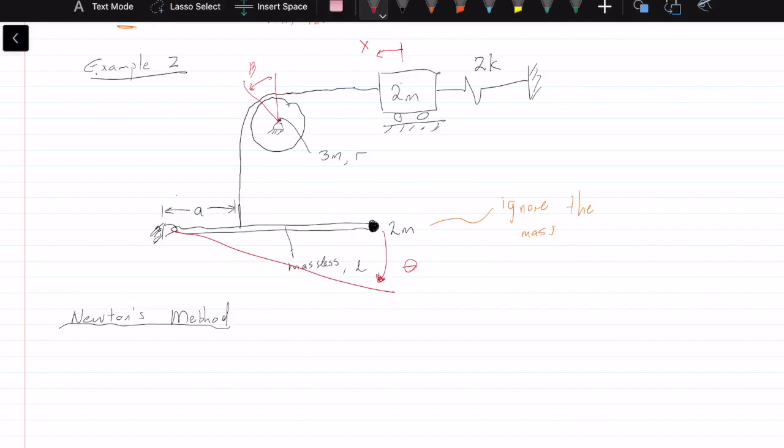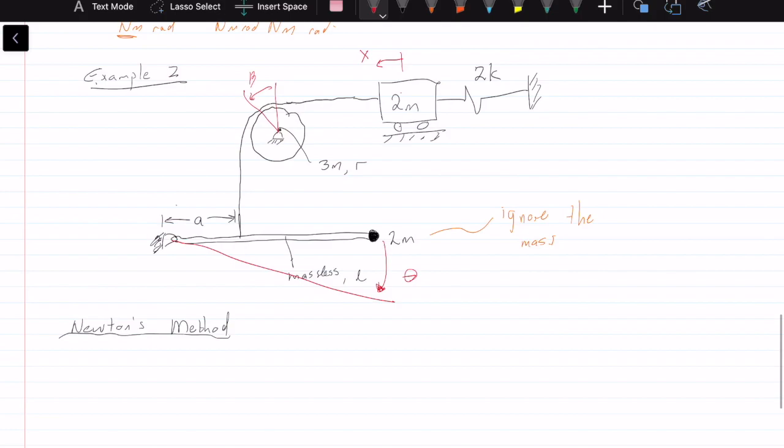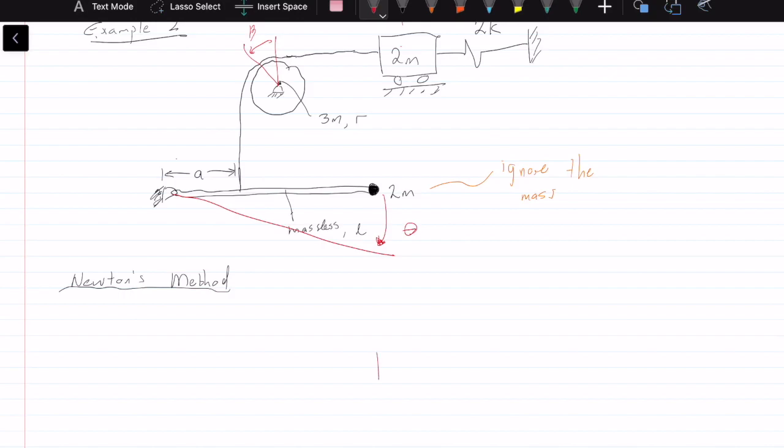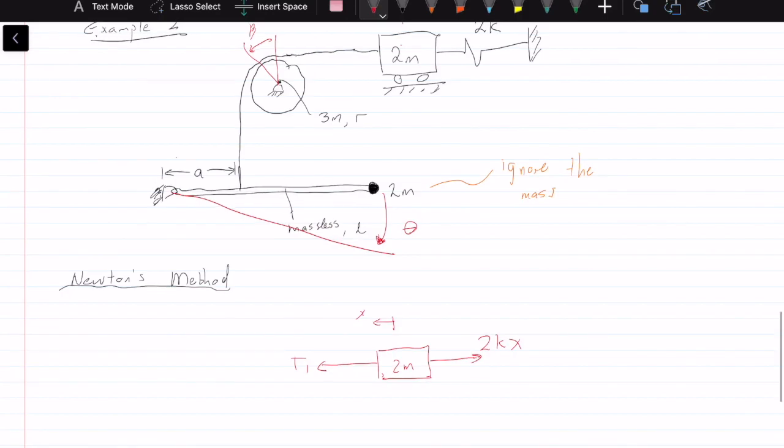Now that we've given the directions for everything, we can start drawing some free body diagrams for each thing. I'm going to start at the top mass right here, and it's going to look something like this. So we have our 2m right there. The spring is definitely going to be pulling it backwards, so we have 2kx as our force. For this to be going in that x direction, we're going to have that T1. That means for the disk, T1 must be in the opposite direction. So T1 is now in that direction for the disk.